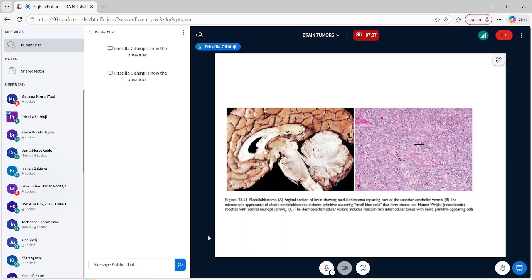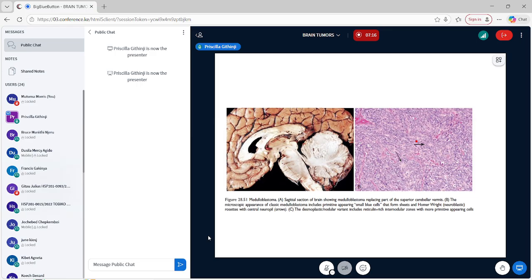So this is just an image to show you. This is the cerebellum, and you can see this white tumor. Then when you take this tumor under histology, you're going to see this hypercellular tumor composed of these blue cells, Homer Wright rosettes, and this is usually characteristic of medulloblastoma.